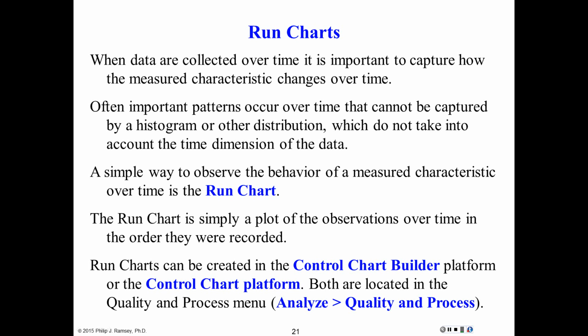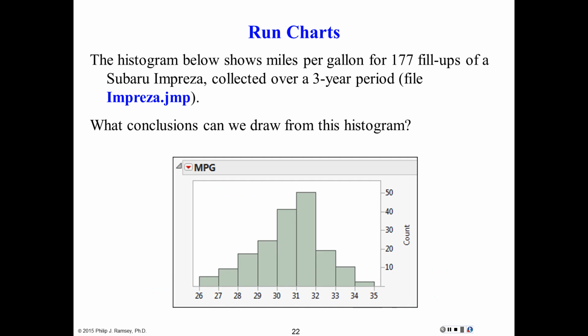And run charts can be done in JMP in a couple of places. I'll show you in a moment. And I'm going to start with an example. This is a car I used to own, a Subaru Impreza, and I used to track the gas mileage in the car. In fact, I still tend to do it. And here is a histogram over a 3-year period of gas mileage. And notice it's mounded, okay, has a peak somewhere between 31 and 32, and it's slightly left skewed.